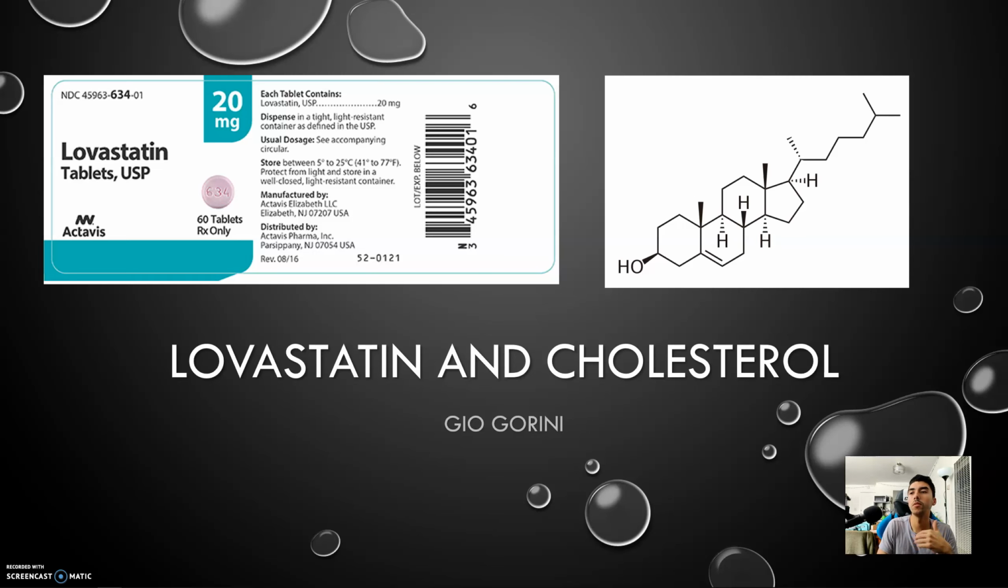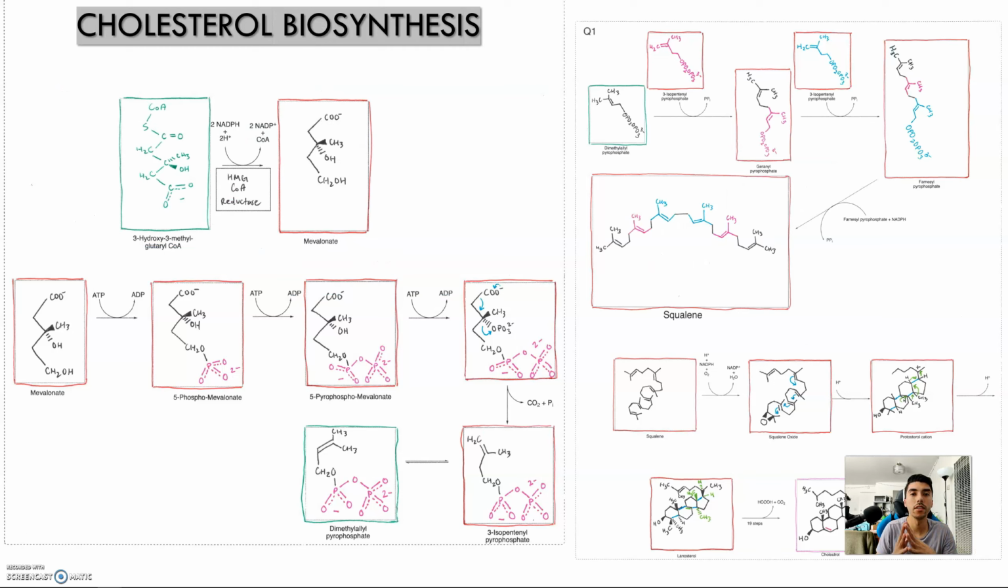So in order to get a look into how it works, we'll first need to look at how cholesterol is synthesized in the body, in particular in the liver. To start things off, we begin with 3-HMG-CoA. Now, this converts into mevalonate with the aid of HMG-CoA reductase. And this step in particular is very important as it's the committed step.